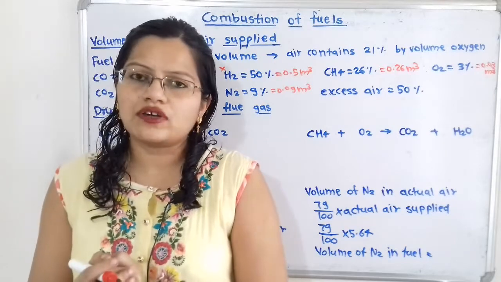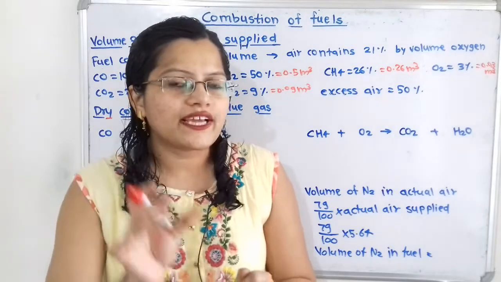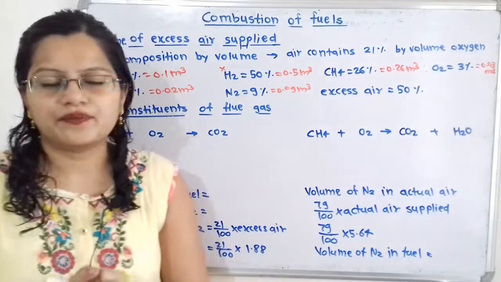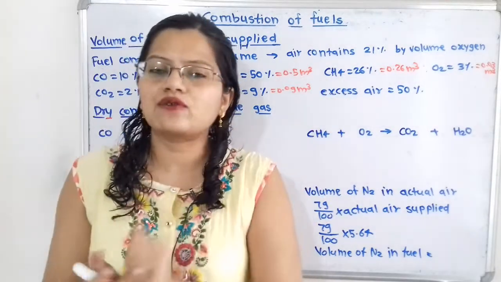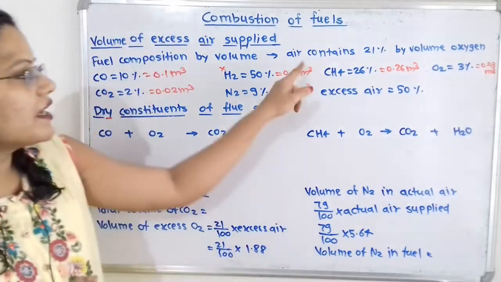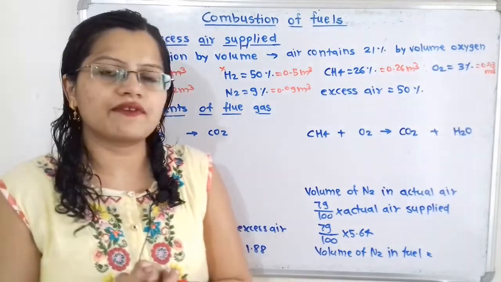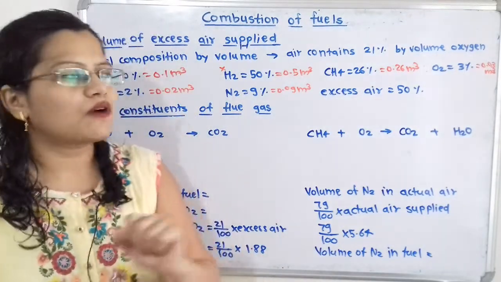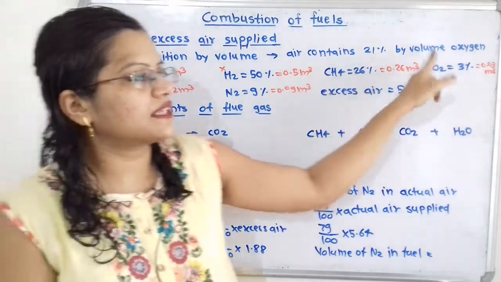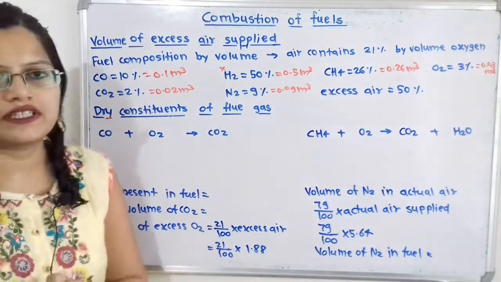Then what about the oxygen? This oxygen, that is the unused or excess oxygen, will be found in the flue gases from the excess air. So from the excess air we have to consider the amount of oxygen. Now here air contains 21% by volume of oxygen, that is given in the question. So the remaining amount of air, that is 100 minus 21, that is 79% by volume, is nitrogen. From that we can calculate the nitrogen.